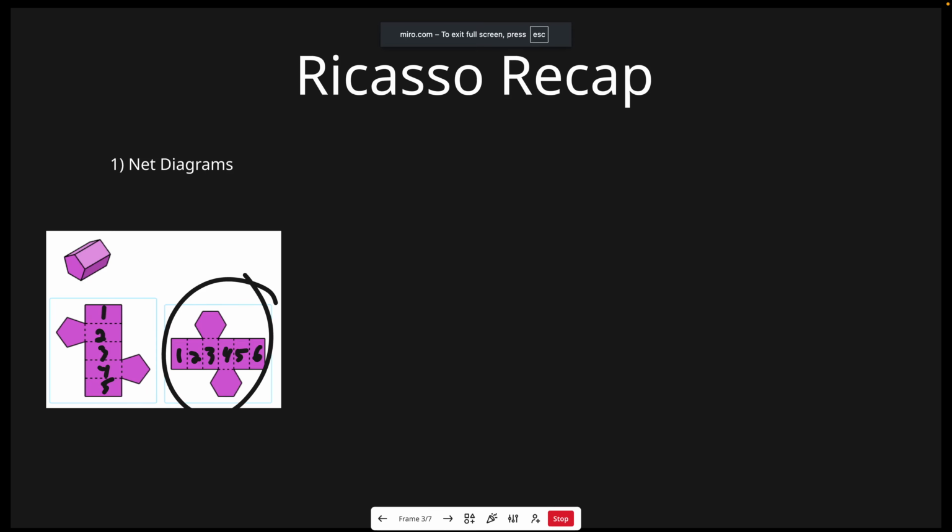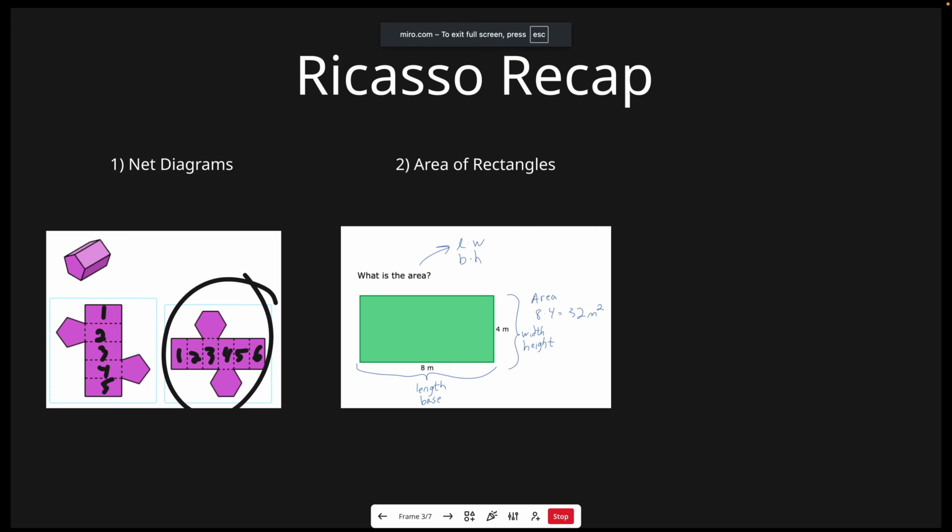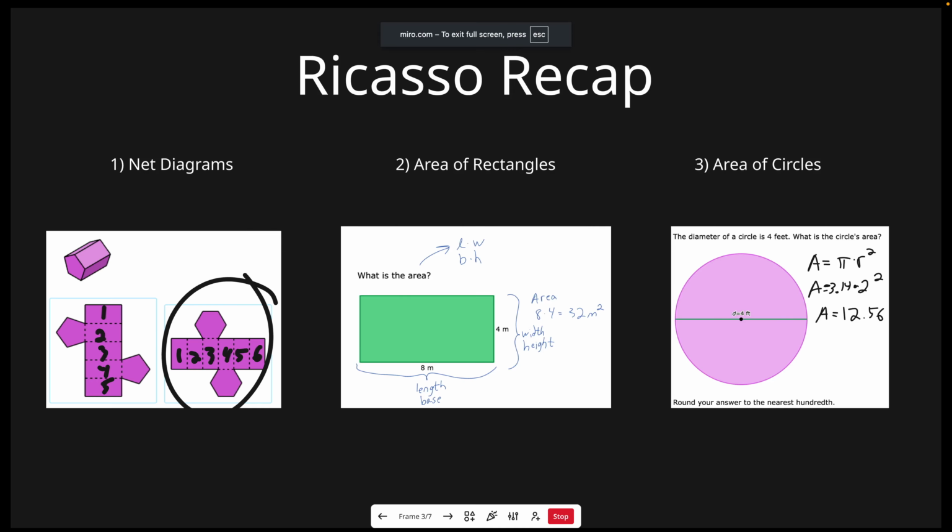In 30 seconds or less, here's what you need to know before you start this lesson. Firstly, you should know about net diagrams. Secondly, you should know how to find the area of rectangles. And lastly, you should know how to find the area of circles. If you would like refreshers on any of these three topics, I will link that in the description below. Please go watch that before you start this new lesson. All right, new lesson starts now.